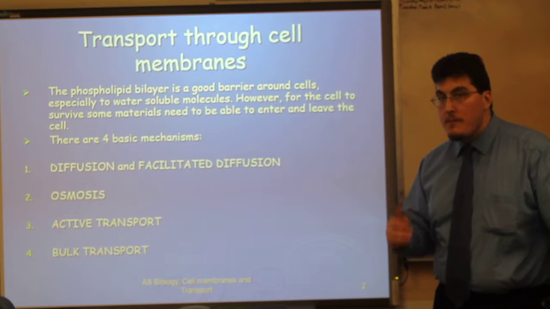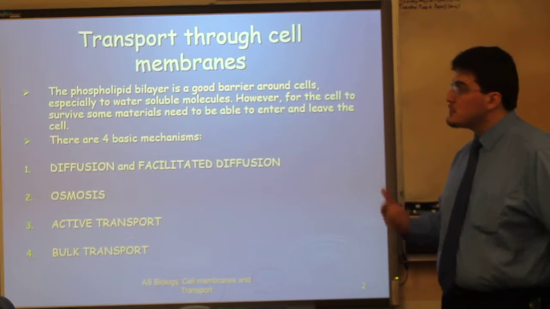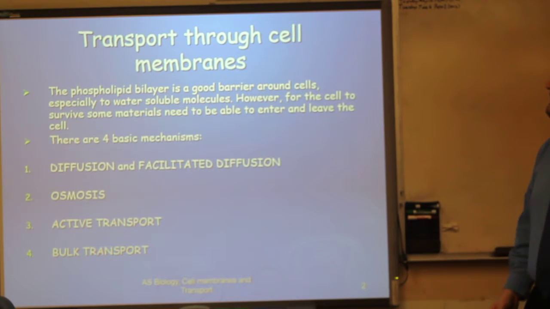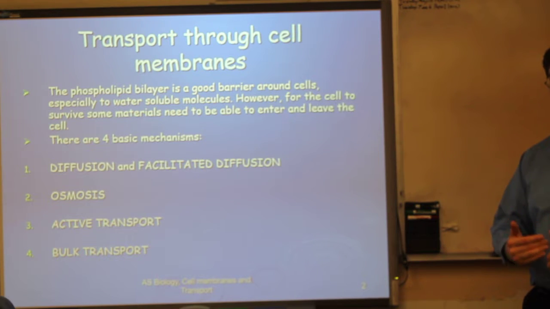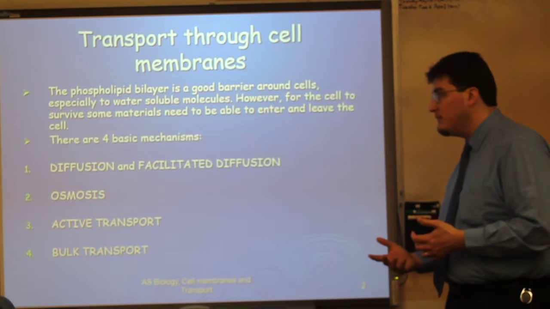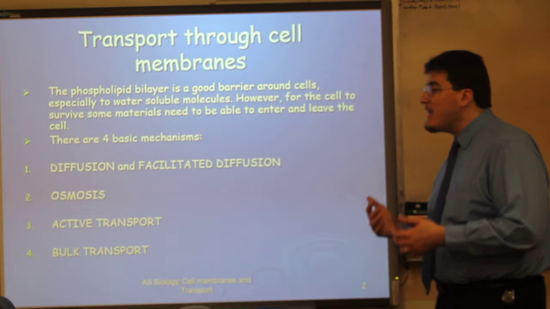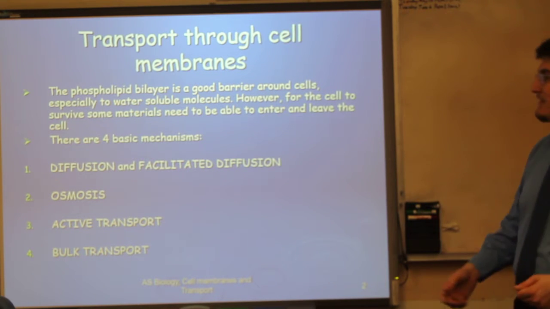There are 4 basic mechanisms for the transport through the cell membrane. There's diffusion, and facilitated diffusion is a type of diffusion. We have osmosis, and then we have active transport and bulk transport.